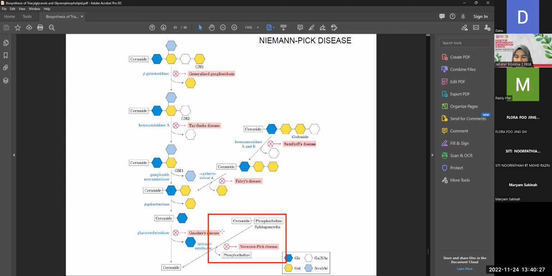You can have a look, try searching Google on Niemann-Pick disease. You can see there are many symptoms. The worst part is that it can lead to mental retardation and early death.